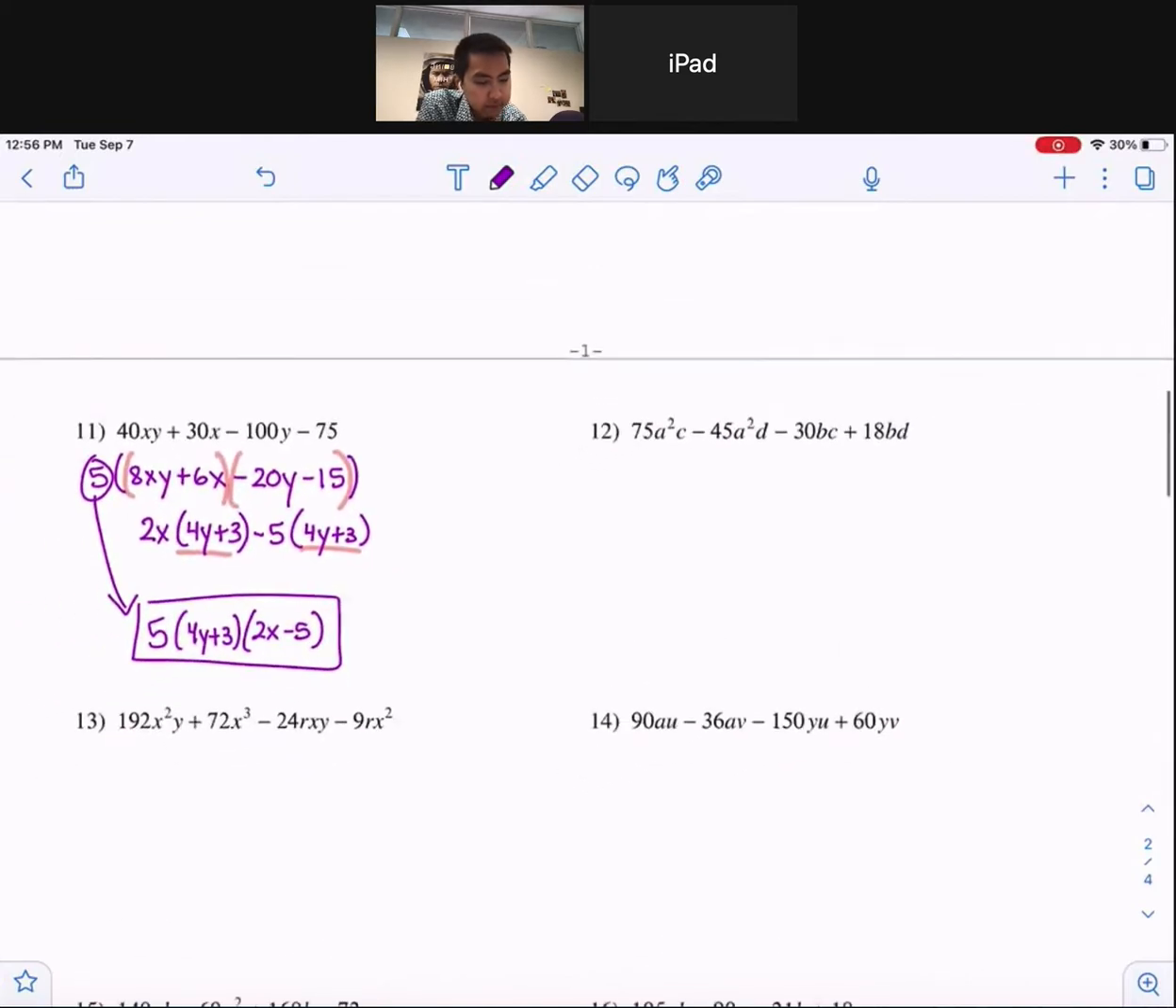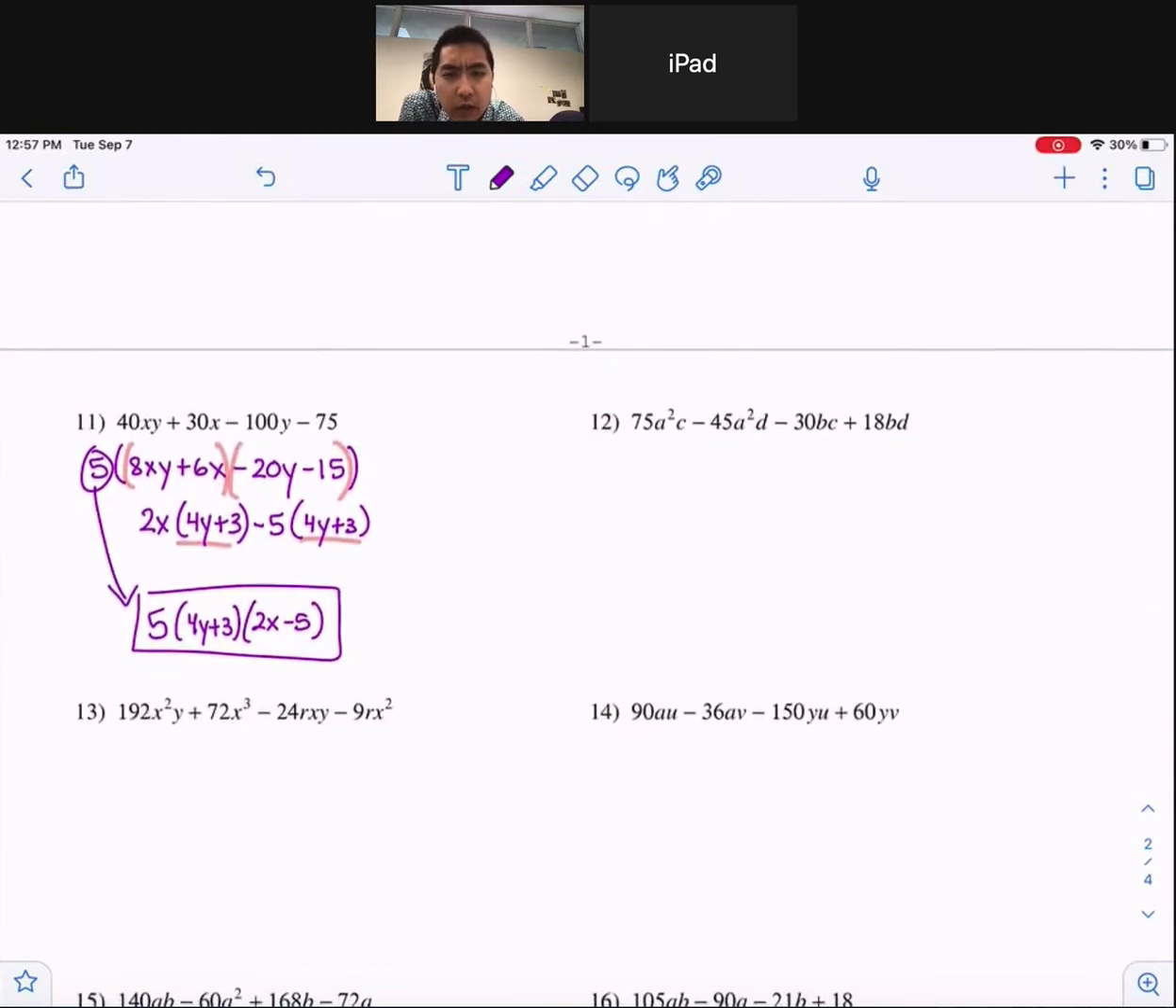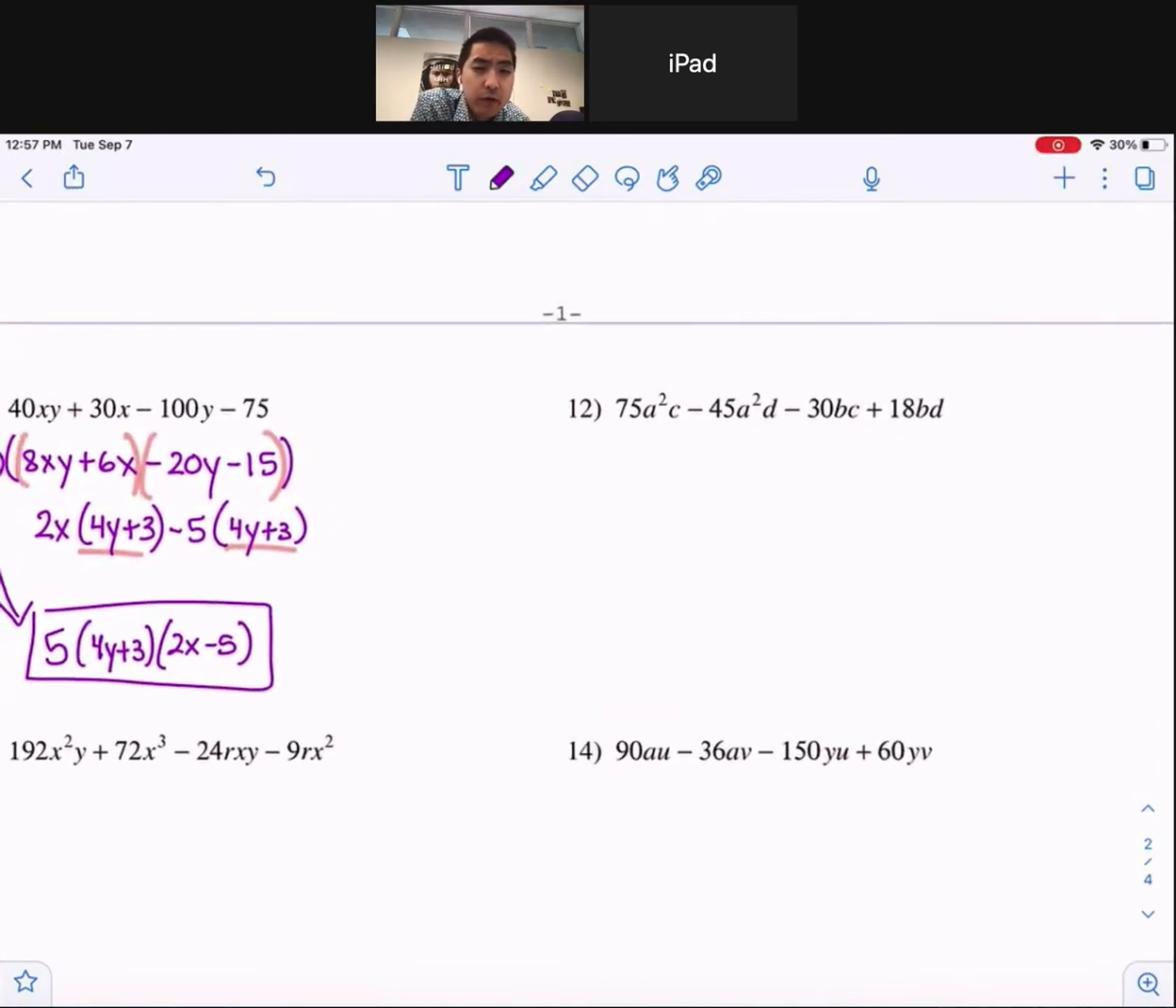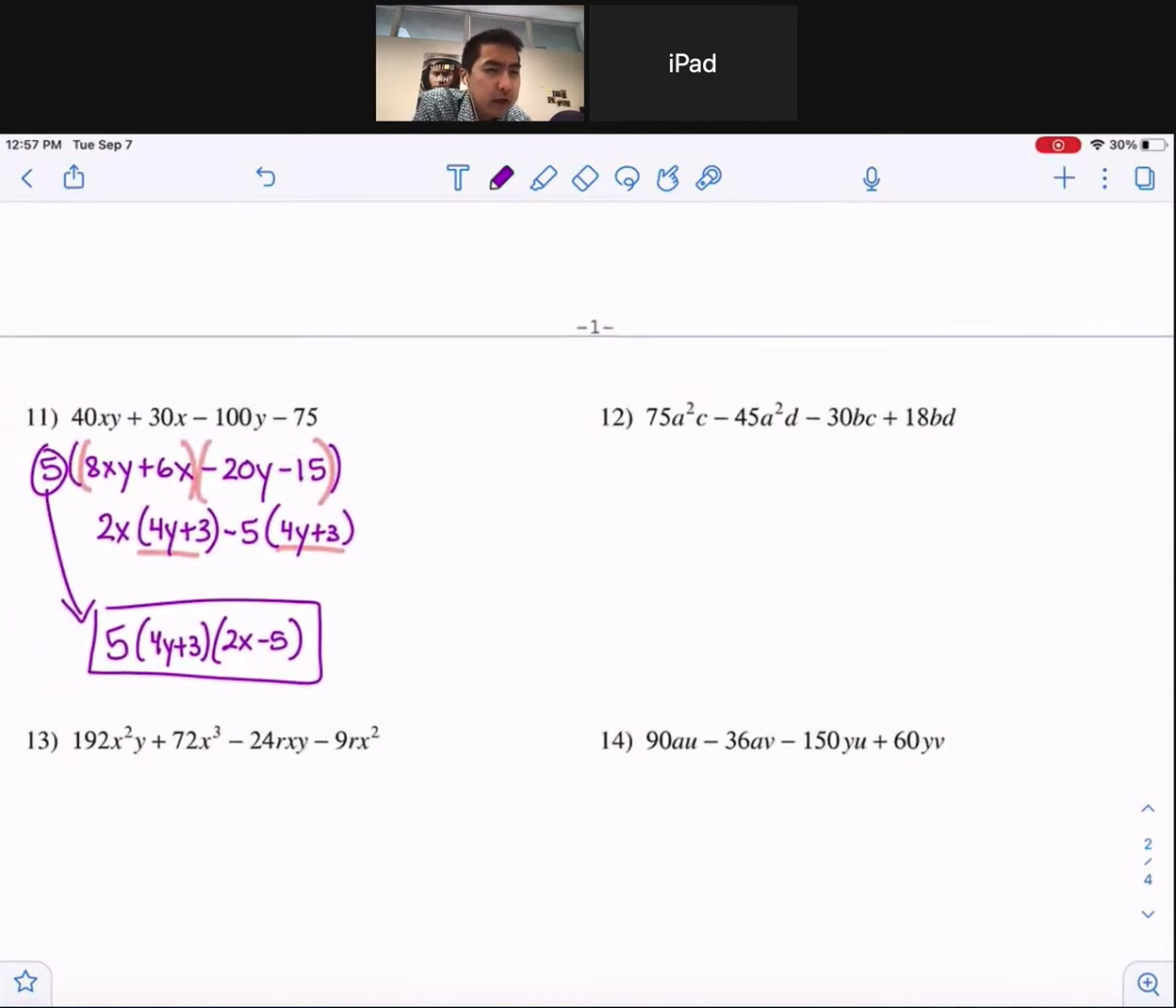Let's do 12. Okay, 12. Between 75, 45, 30, and 18, I believe you guys can factor out a 3. 75 divided by 3, 25, a squared c. 45 divided by 3, minus 15, a squared d. Negative 30 divided by 3 is negative 10 bc. 18 divided by 3, plus 6 bd.